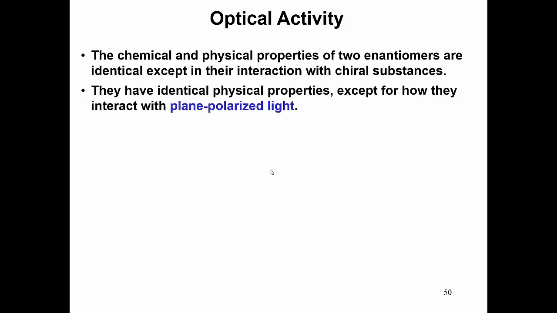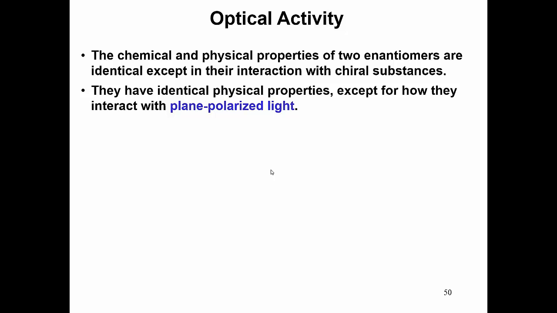All right, so let's begin by talking about the properties of chiral compounds, and we call chiral compounds optically active. Two different enantiomers are identical except in their interaction with other chiral substances. Otherwise, they have identical physical properties. In general, two enantiomers are going to have identical physical properties: same boiling point, melting point, and so on.